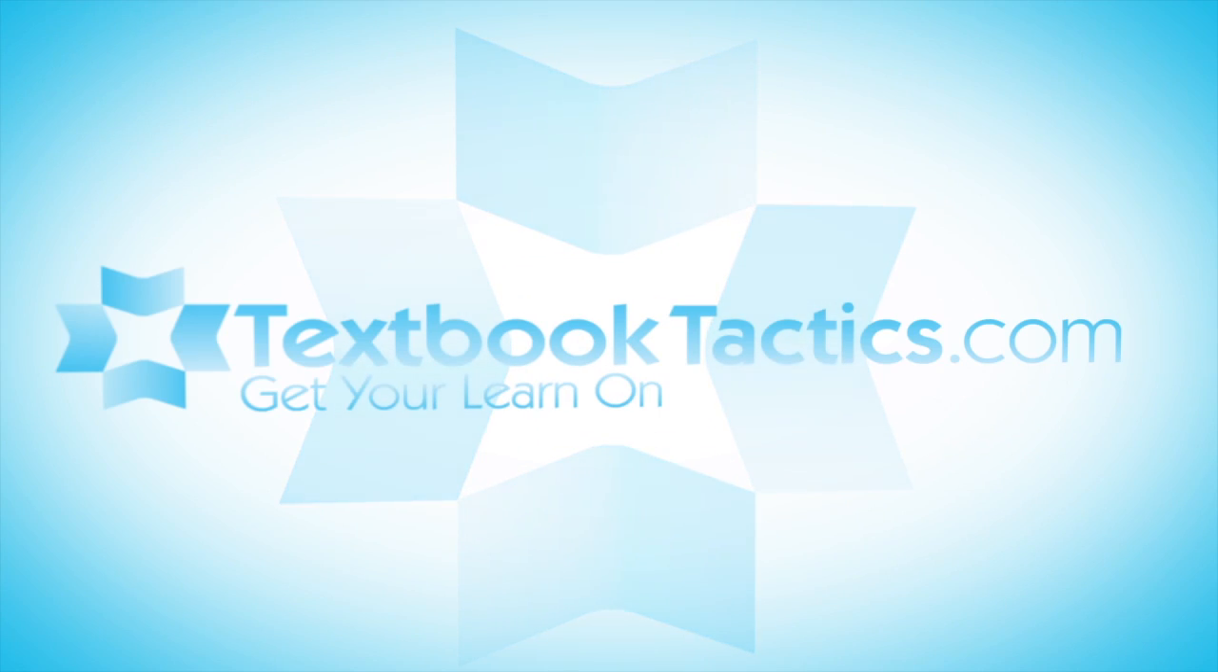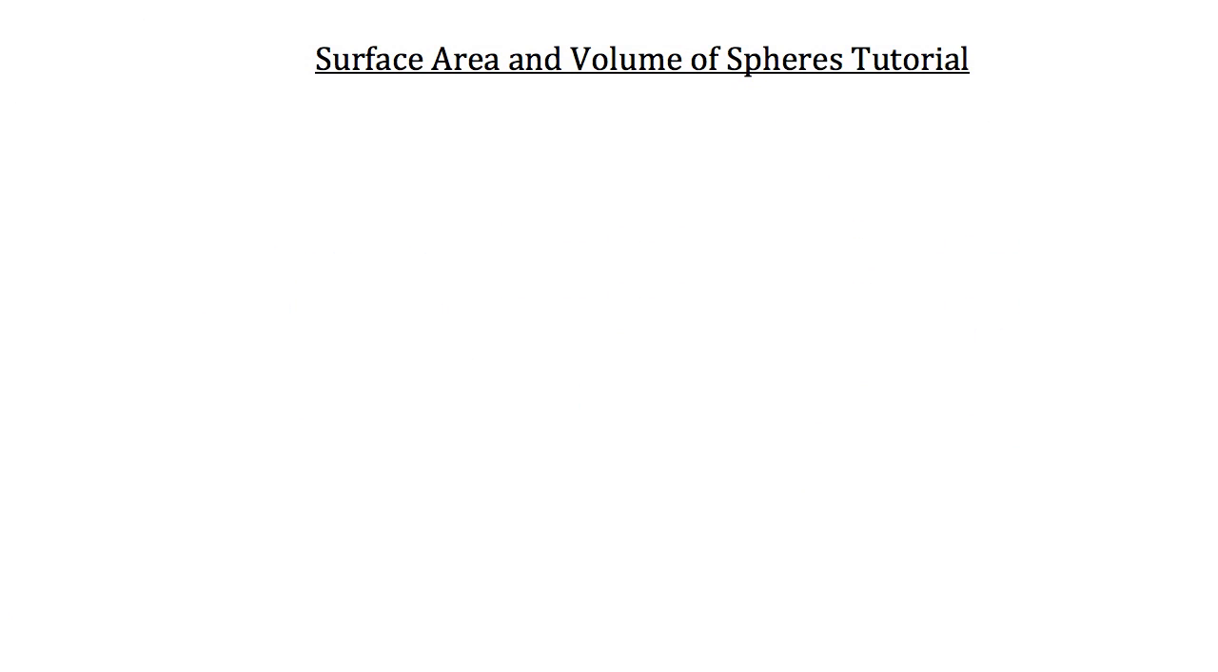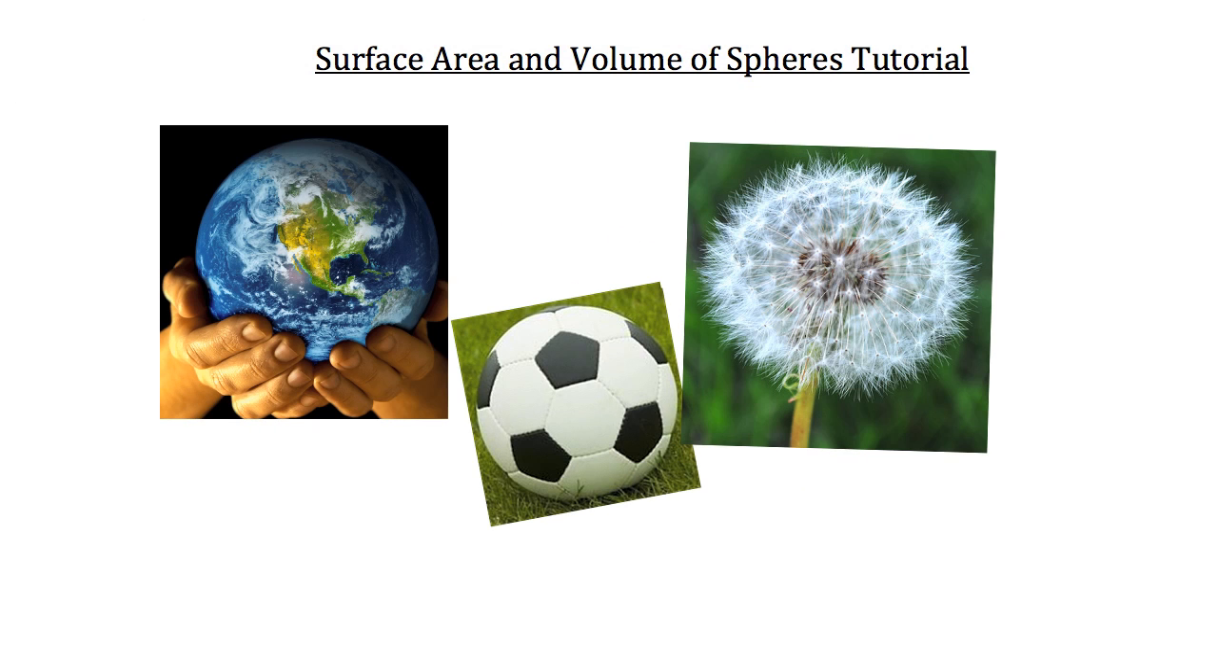This is the surface area and volume of spheres tutorial. Let's begin by taking a look at a couple common examples of spheres in the world. On the left-hand side, we have a picture of the Earth in a child's hands. The Earth and every other planet and star that we know of exists as a sphere. In the middle we have a soccer ball, and on the right your common dandelion wishing flower. Those are all examples of a sphere in the real world.